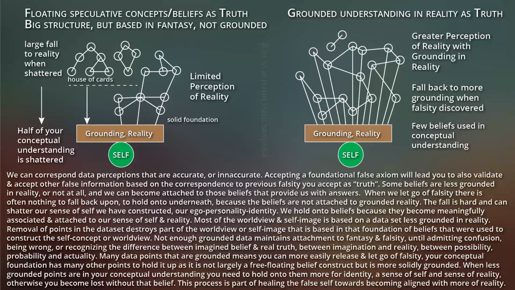So we have on the right side here, so on the left, we have a limited perception of reality based on solid foundation. A grounding in reality which forms our sense of self. Through a grounding in reality, from ourselves, we go to understand reality, and it's all based on ourselves. We're the ones doing it. That's why I have self at the bottom here in green. So on the right side, grounded understanding in reality as truth. So everything is grounded in reality pretty much, and there's things corresponding to each other, so they're strengthening each other, and there's only a few things at the top here that are free-floating beliefs and concepts of possibilities.